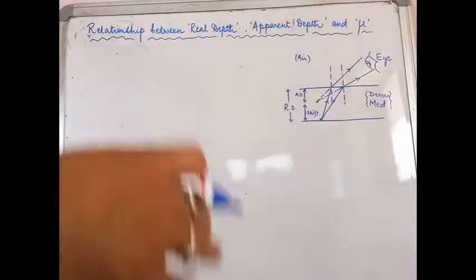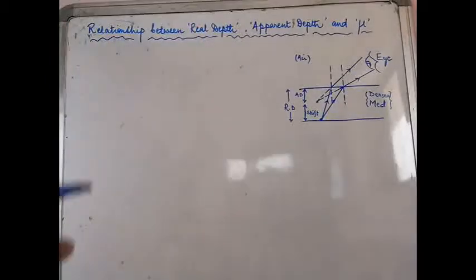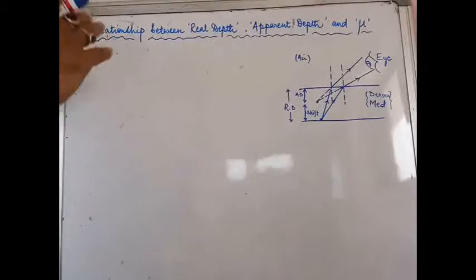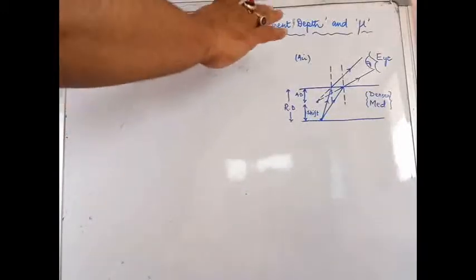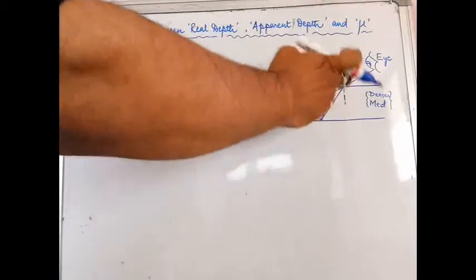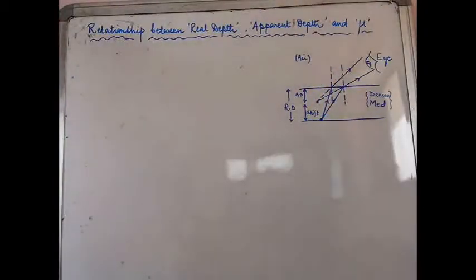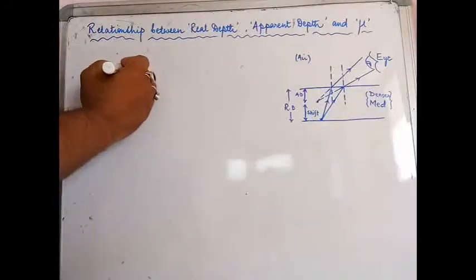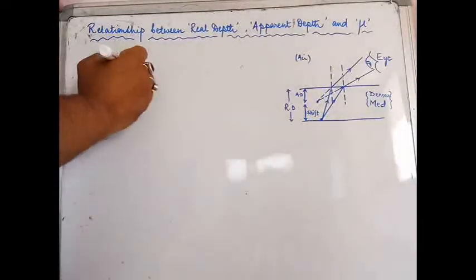Today's lecture will basically establish a relationship between real depth, apparent depth, and mu, which is the refractive index of the denser medium with respect to the air. So we will directly go to the formula and we will solve a few questions.